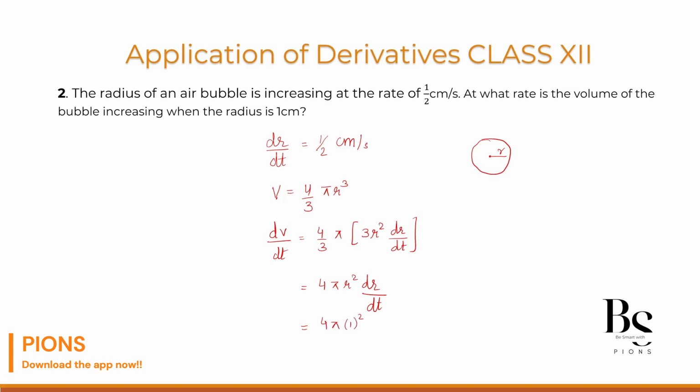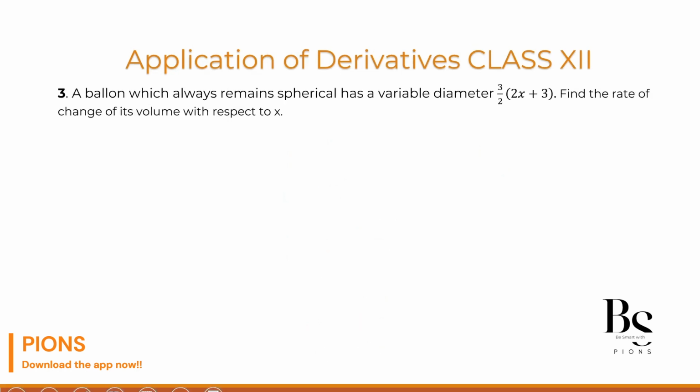So 4 pi r square dr by dt, where dr by dt is half, will be equal to 2 pi. That's how the volume is changing, in centimeter cube per second. Be very careful with the units: centimeter cube per second. That is the way volume is changing for the given air bubble. Let's move to question number 3. Question number 3 says a balloon which always remains spherical has a variable diameter.